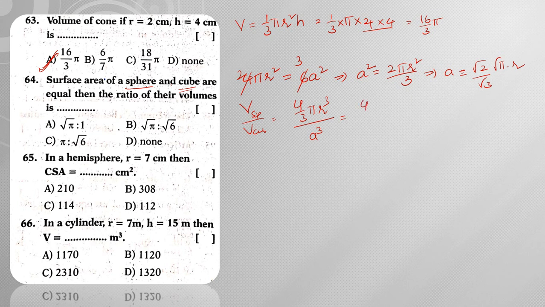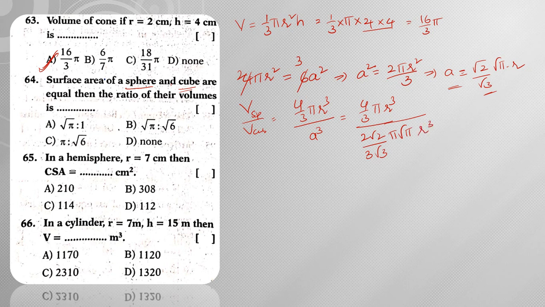Now directly what can I write? 4/3 pi r cube by a cube. So a cube I can write as 2 root 2 by 3 root 3. So already the value of a is here. So 2 root 2 by 3 root 3 into pi root pi. Everything I am doing is cube. Root 2 whole cube is nothing but root 2 into root 2 into root 2, which is 2 root 2 by 3 root 3 into pi into r cube.